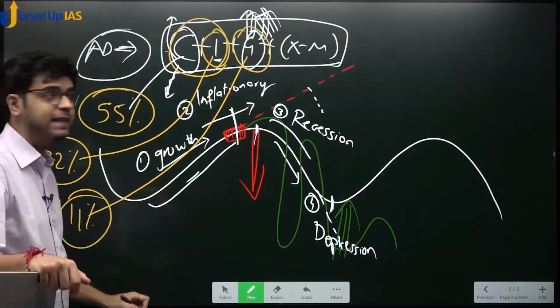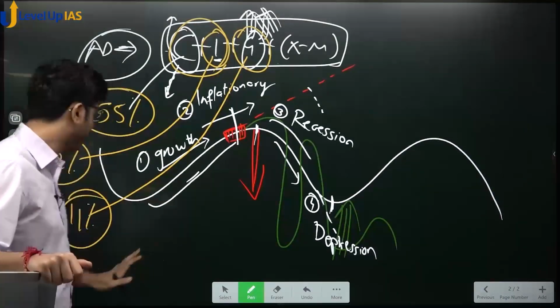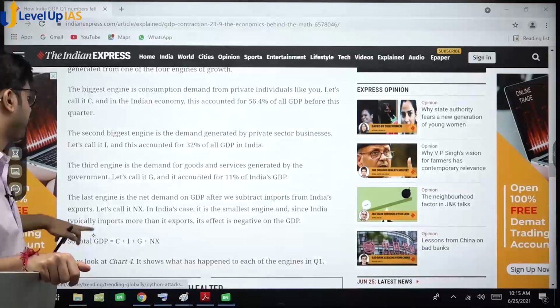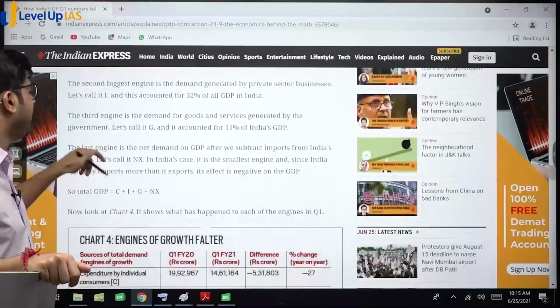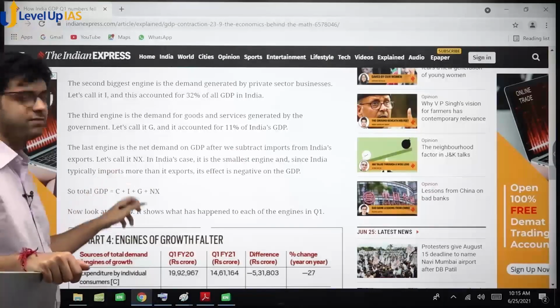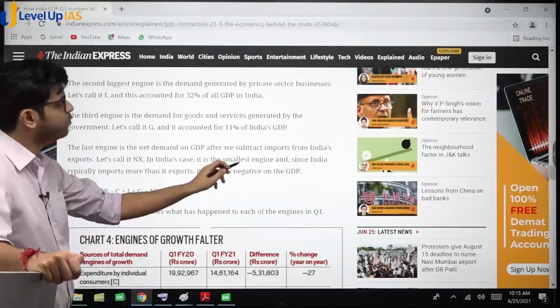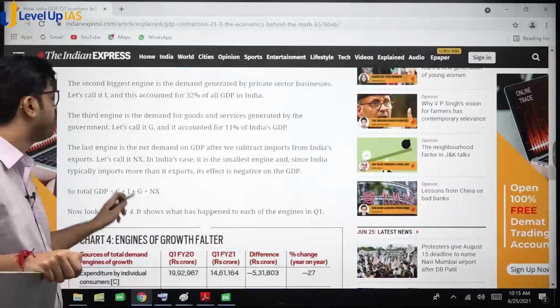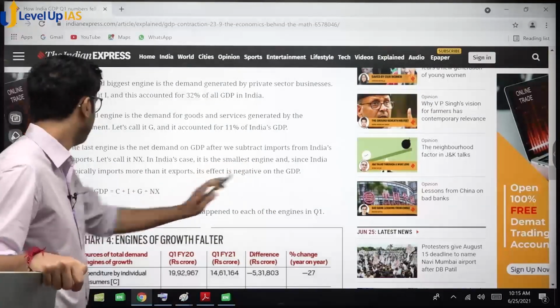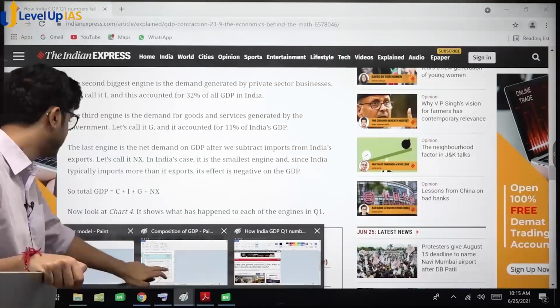And then if this fell by 25%, its 11% will only be recovered by the government. The last engine is the net demand on GDP after we subtract imports from India's export. Let's call it NX. We call it X minus M, they call it net exports, NX. In India's case, it is the smallest engine, and since India typically imports more than exports, its effect is negative on the GDP. And I can prove this by showing you this.